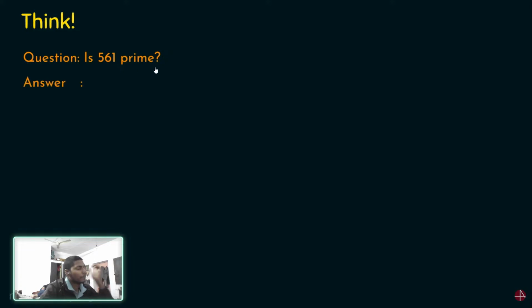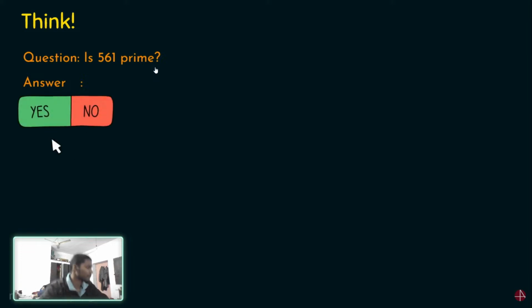And obviously the answer is going to be either yes or no. That's what the Fermat's primality test is going to determine, whether the number given is a prime number or not. What is the answer for this question? Is 561 prime? Is it yes or no? The actual answer is that 561 is a composite number, which means 561 is not a prime number, but Fermat's primality test will say 561 is a prime number. As far as accuracy is concerned, we cannot 100% rely on Fermat's primality test.